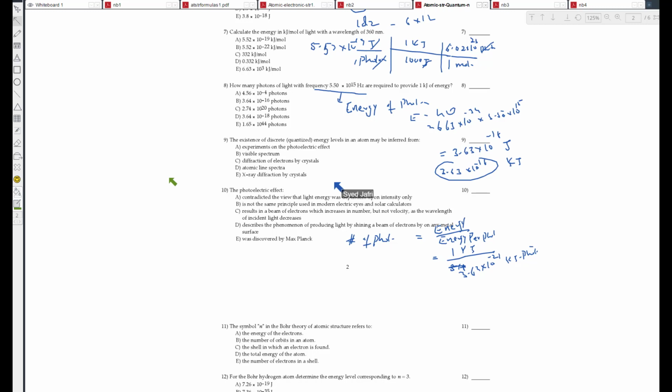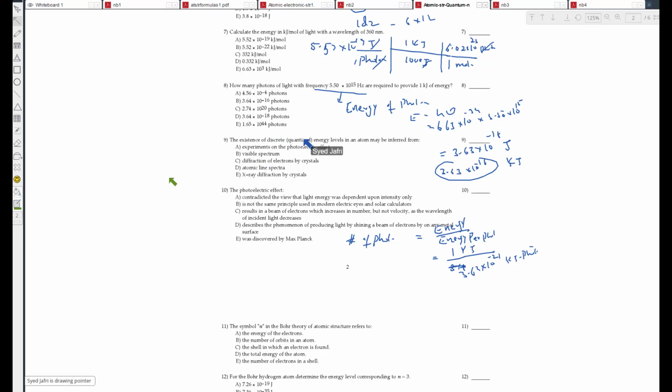the photoelectric effect, visible spectrum, diffraction of electrons by crystals. I'm going to have to just take a guess on it. Let me see. Is it A? Not E.